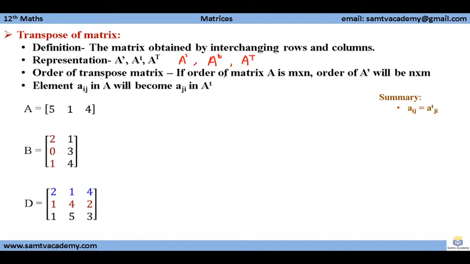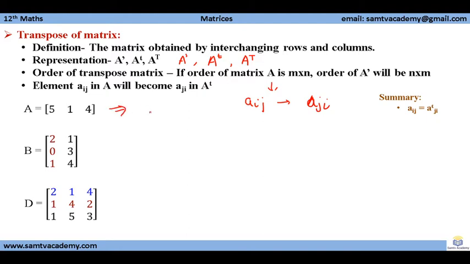And what will be the order of a matrix after transpose? If A is of order m cross n, m by n, then the transpose matrix will be n by m, and if an element of the matrix is aij, then in the transpose the element will become aji.